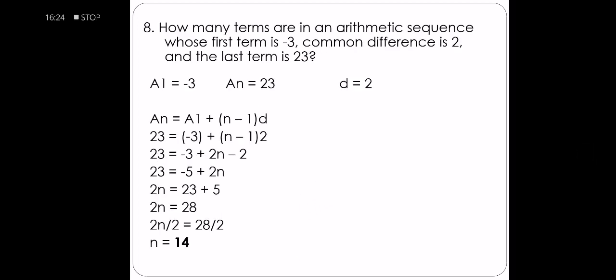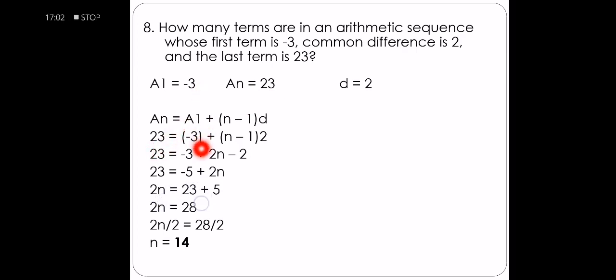In number 8, how many terms are in an arithmetic sequence whose first term is negative 3, common difference is 2, and the last term is 23? So this time, we are still looking for the value of n. Ang given lang natin, a sub 1 which is equal to negative 3, our a sub n equals 23, hindi pa natin alam yung value ni n, and our common difference which is equal to 2. So using the formula, a sub n equals a sub 1 plus the quantity n minus 1 times d. So a sub n natin ay 23. Hindi pa natin alam kung anong position niya.